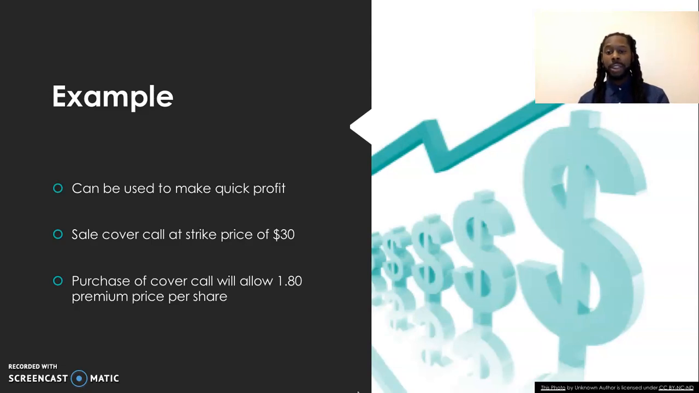And also the purchase of a covered call will allow you, for this particular stock, a $1.80 premium price per share. So if you do the math, you do the multiplication for each share that you have, you multiply that by $1.80, and that's going to be your premium price per share.